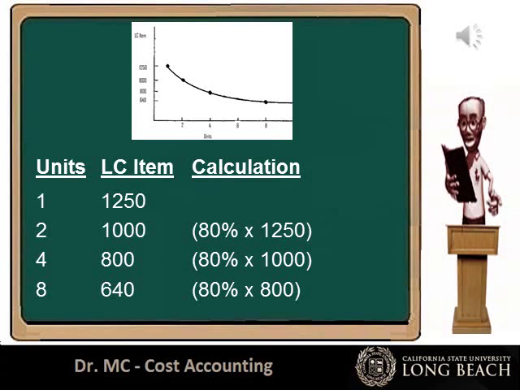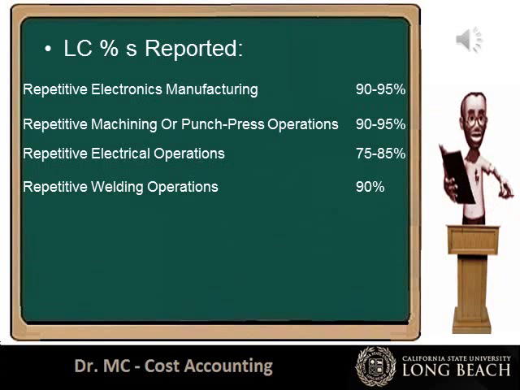The 80% learning curve that we used in the previous slide was just an example. In this slide, you can see the percentage of learning curves that have been reported in the past for the industries listed. As you can see, they range from 75% to 95%.